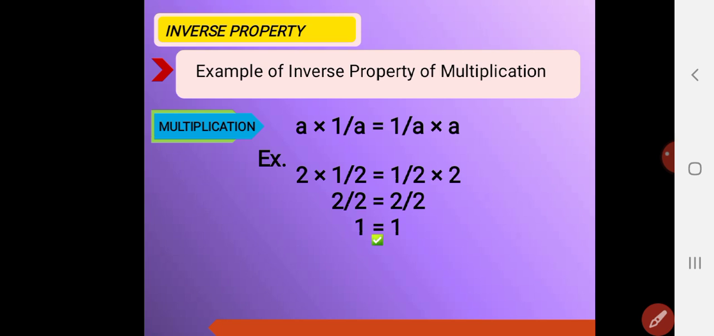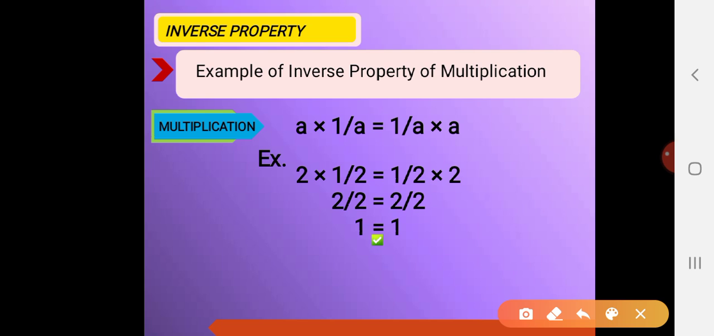So, example, inverse property of multiplication. A times 1 over A is equal to 1 over A times A. So, kani, murag magkapareho ni siya. 2 times 1 half: ang A nato is 2. So, A is 2. So, 2 times 1 half, kay ang dire man is 1 over A. So, 1 over, ang A nato is 2.